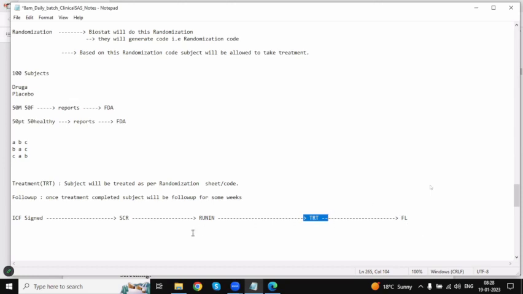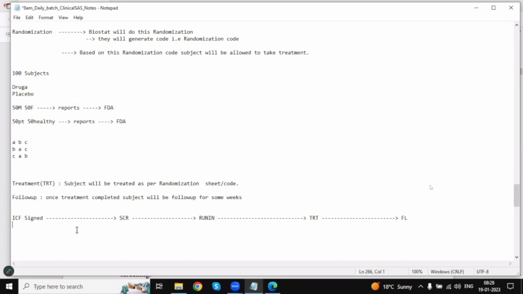Or if you have a randomization date and treatment date, the treatment date will come after the randomization date only. And if you have one treatment date and a follow-up date, your follow-up date will always come after the treatment date. Clear? So the pattern in which dates come is based on this flow.